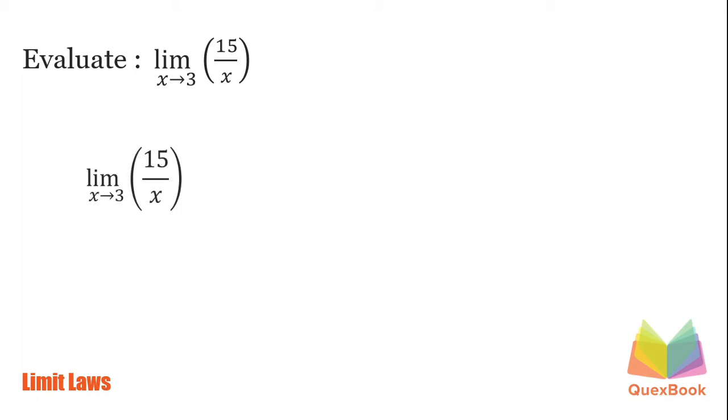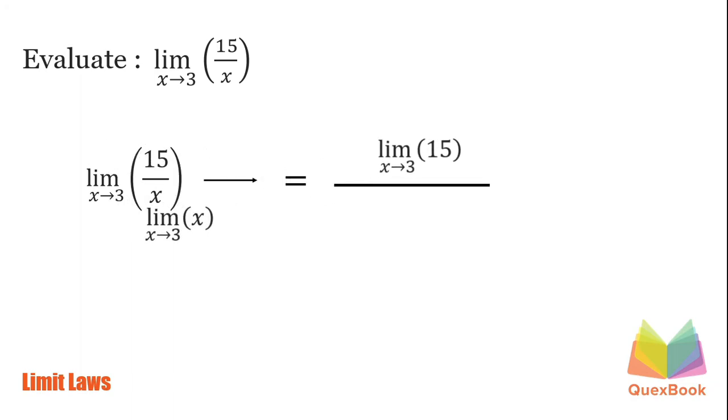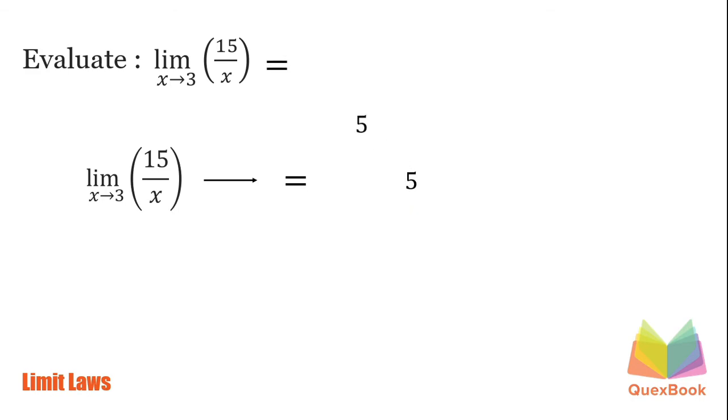Evaluating the limit for both numerator and denominator, we have the limit of 15 as x approaches 3 over the limit of x as x approaches 3. The limit of 15 as x approaches 3 is 15. And the limit of x as x approaches 3 is 3. Dividing 15 and 3, we will have 5. Therefore, the limit of this function is 5.